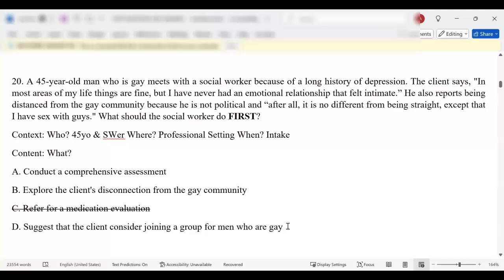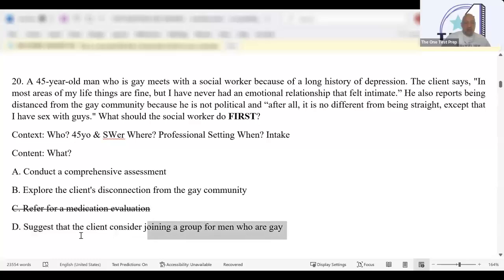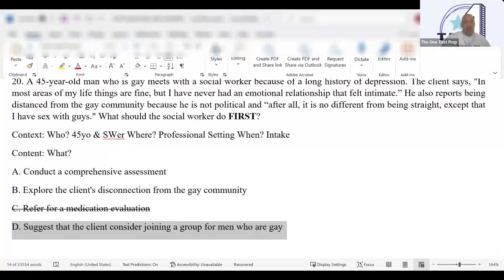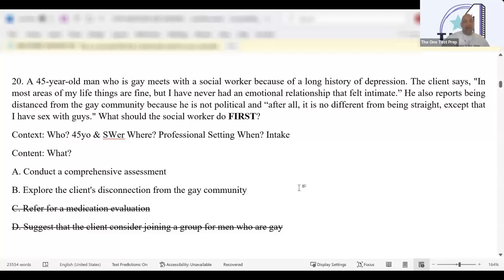E suggests that the client consider joining a group for men who are gay. All right, so group work is usually very valuable and meaningful to people. It can certainly support and reinforce a lot of meaningful messages. Why is that for you not going to be your first choice? I just don't think that that's something we should do first. Maybe down the line in the intervention process, if that's something that the client may be interested in, but I don't think it's something I would do first.